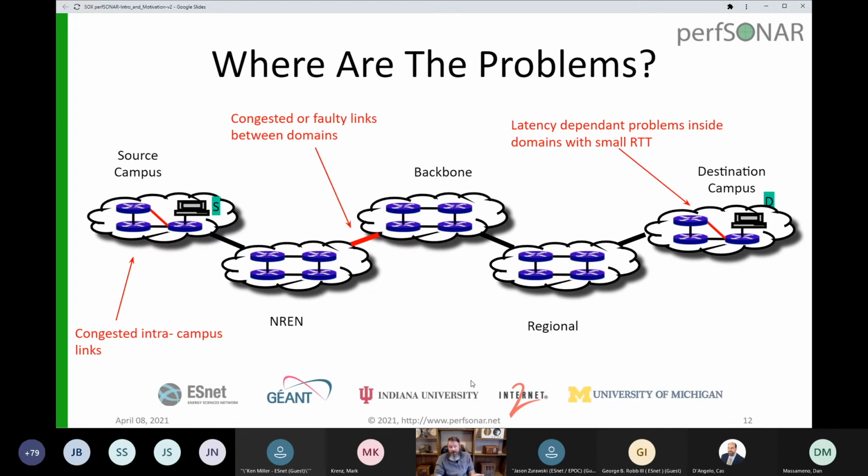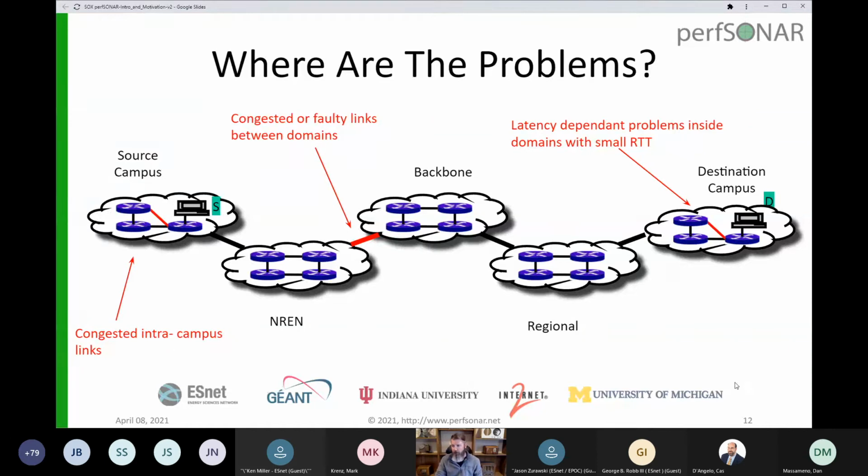Where can the problems be? Literally anywhere along the path. So you could have links that are congested between two hops that you have absolutely no control over that are two-thirds of the way through the transfer. You can have intra-campus links that are congested because there's not enough bandwidth between the researcher's laboratory and where the data actually exits the campus, or where the DTNs are, or something along those lines.